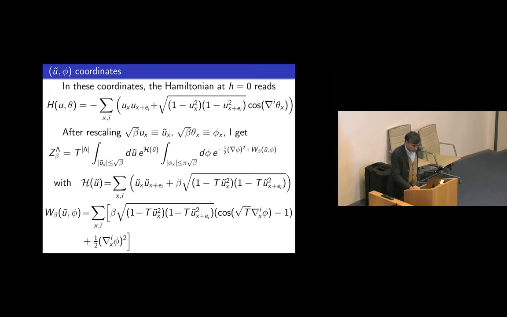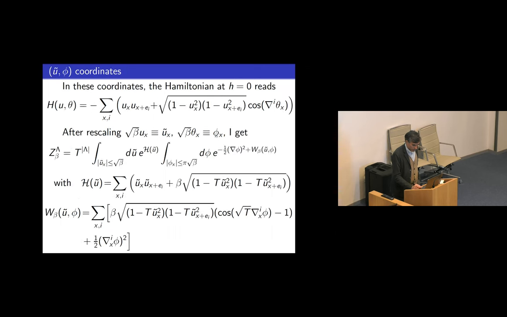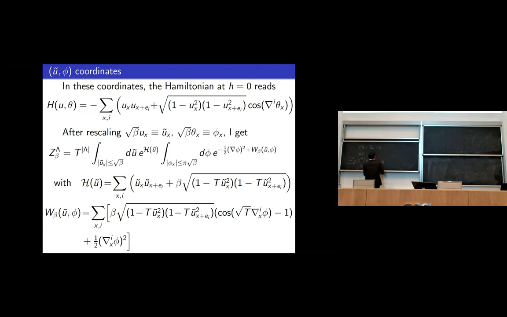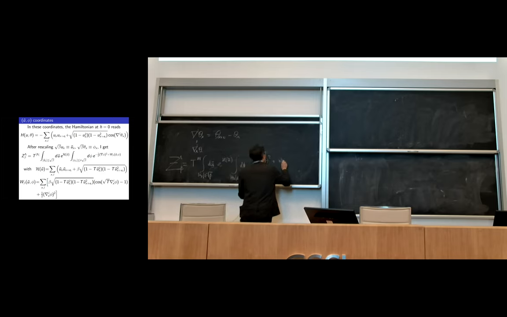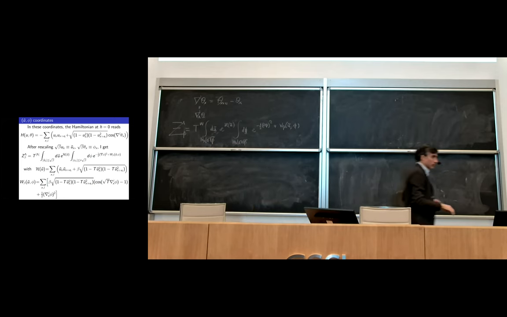Remember, here I'm trying to review briefly one possible form of the formal low temperature expansion for correlations. You can write very explicitly the correction here. So Z, the partition function, is equal to lambda, integral over u_x smaller or equal than square root of beta, d u tilde e to the h u tilde, integral d phi, phi_x smaller or equal than pi square root of beta, e to the minus one half gradient phi squared plus this W beta of u tilde and phi, where h tilde is that and W beta is the other thing.